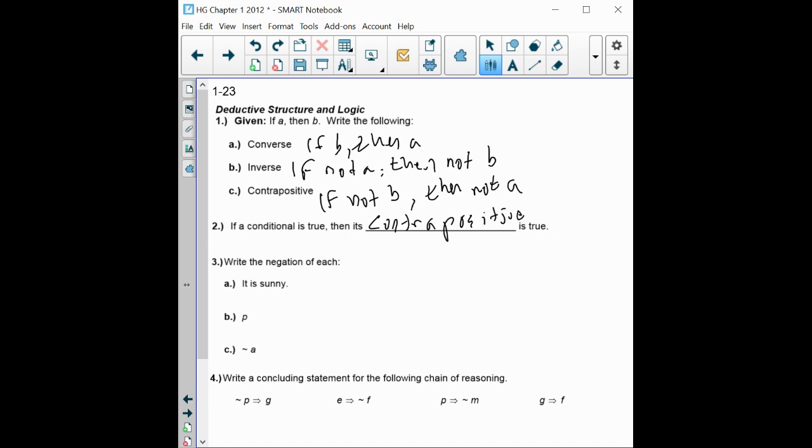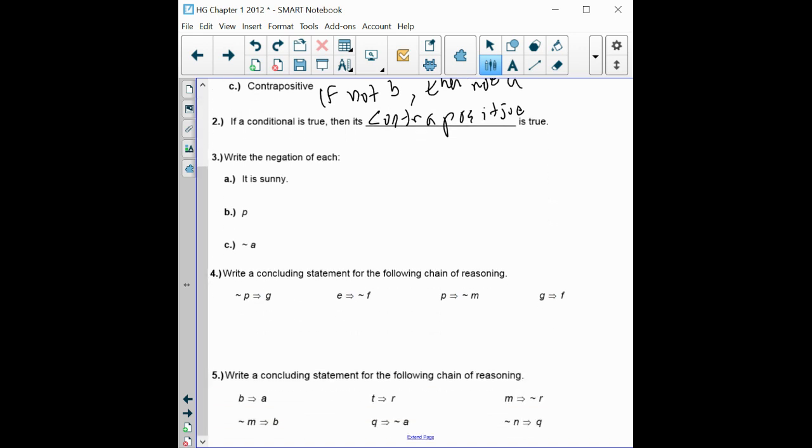For converse and inverse, they could be true, right? It is totally possible that if A then B is true, then if B then A is 100% true, and also if not A then not B is true, but they aren't necessarily true. Whereas with a contrapositive, if your original conditional statement is true, then the contrapositive is also true.